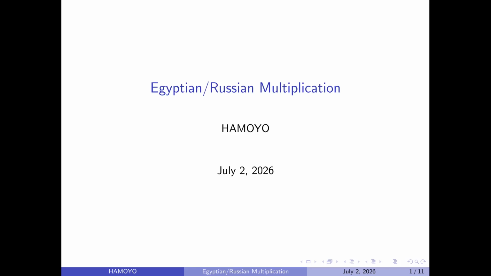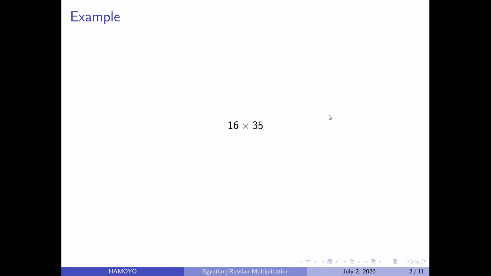Hello everyone, today we're going to look at a rather simple algorithm called the Egyptian or Russian multiplication algorithm. It's quite simple and intuitive. Let's have a look at it. So for example, say we have a problem. We need to do the product of two numbers, 16 and 35.